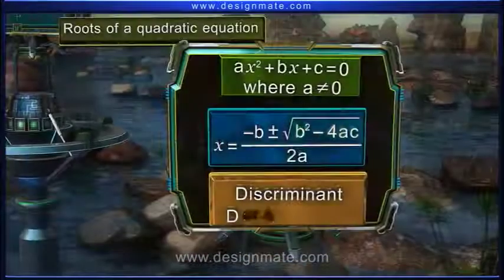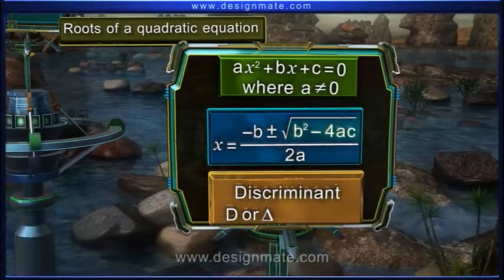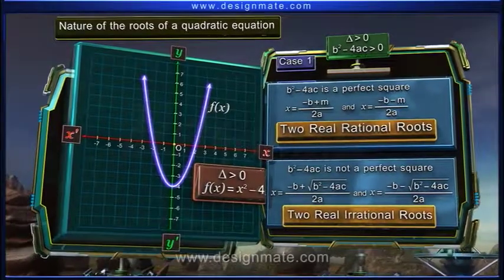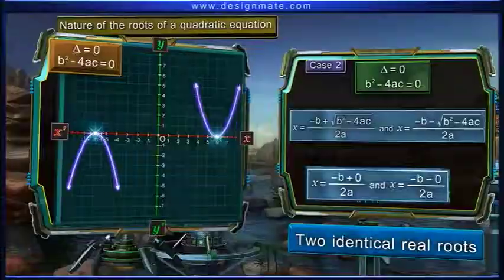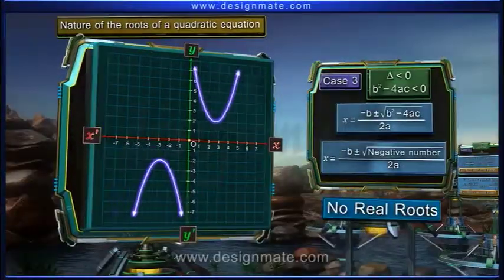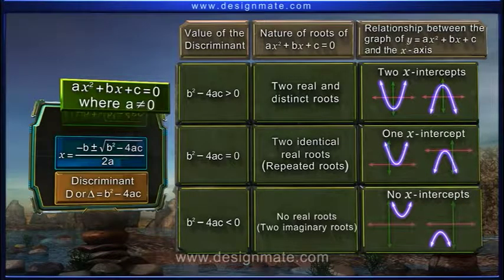Summary. In this session, we have understood the concept of the discriminant of a quadratic equation and how to use it to find the nature of roots of a quadratic equation. We've also learned to visualize the shape of parabola using a discriminant.